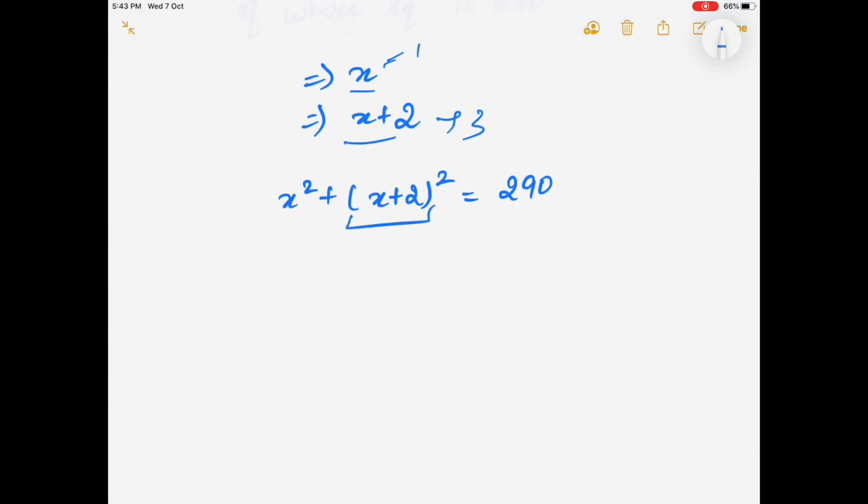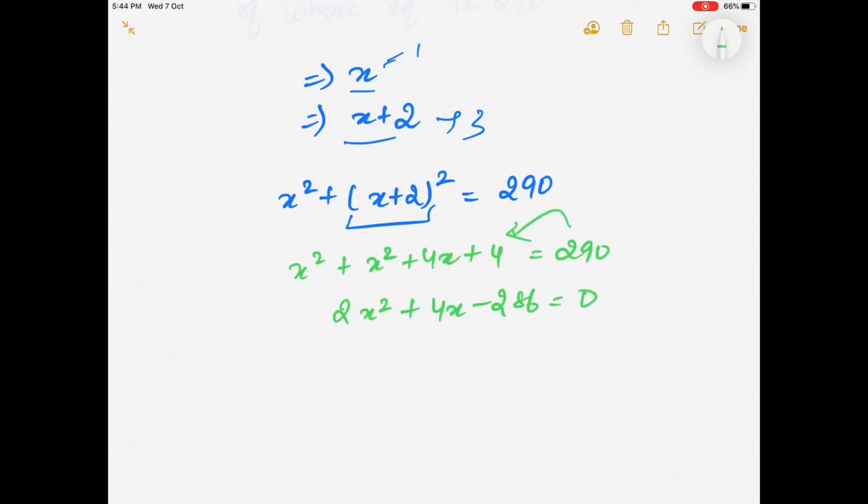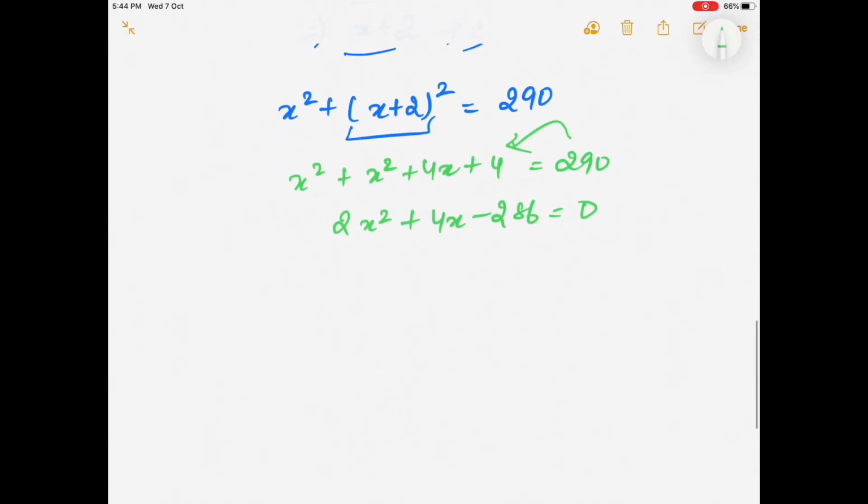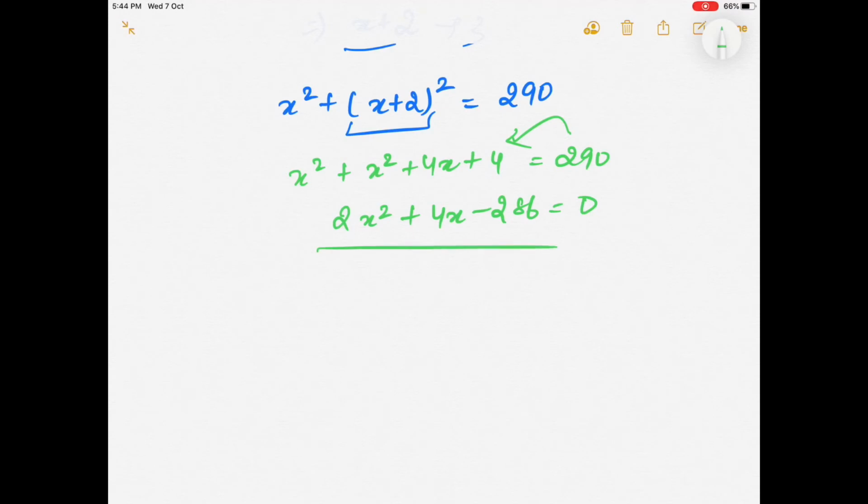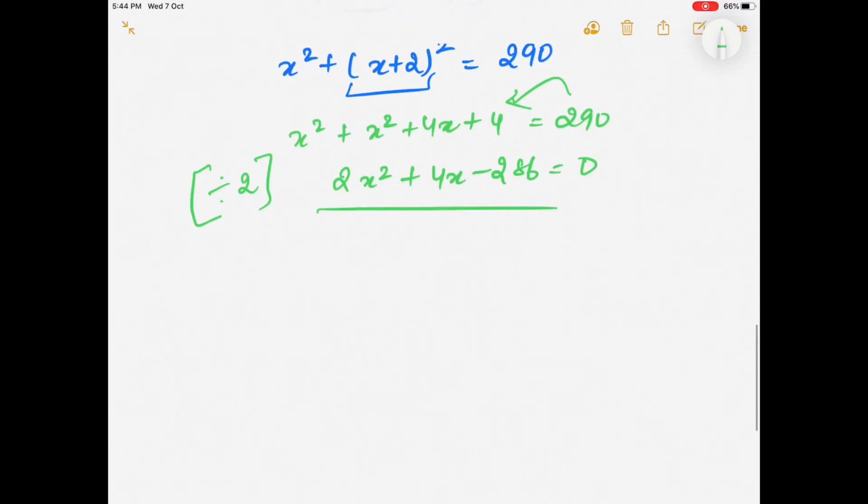When we open this bracket, we get x square plus 4x plus 4 is equal to 290. Now 2x square plus 4x minus 286 is equal to 0, because we shifted the constant term to the LHS to form a quadratic equation. Now dividing this equation by 2 will make our calculation easier. So our final equation will be x square plus 2x minus 143.